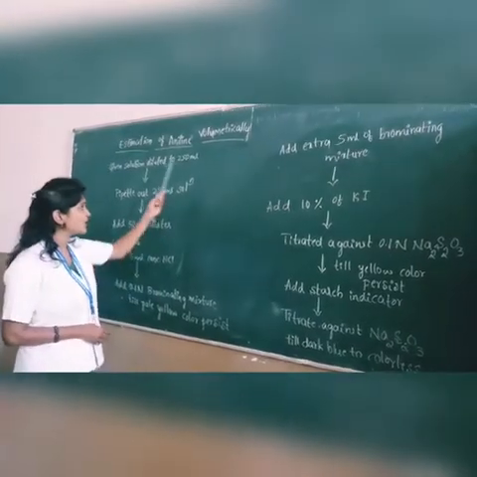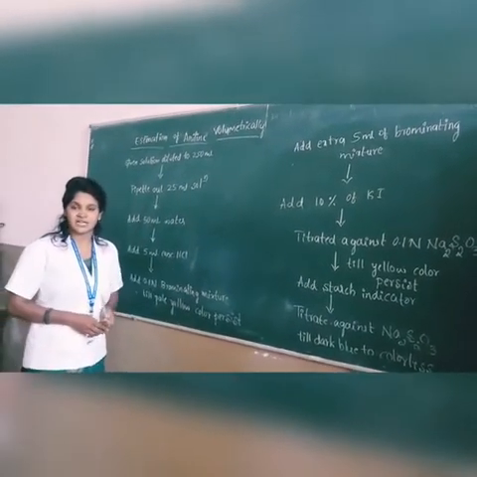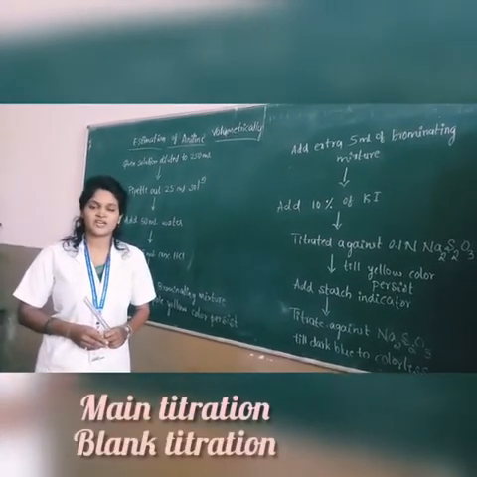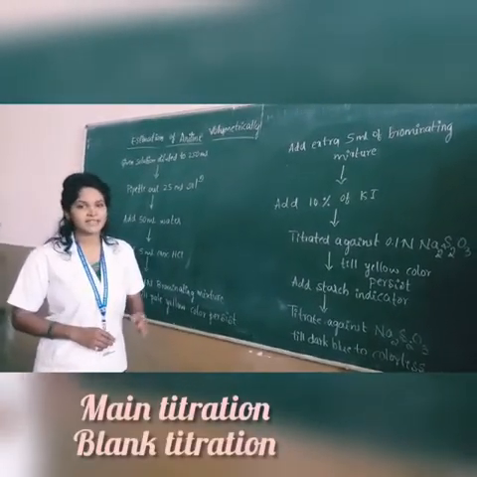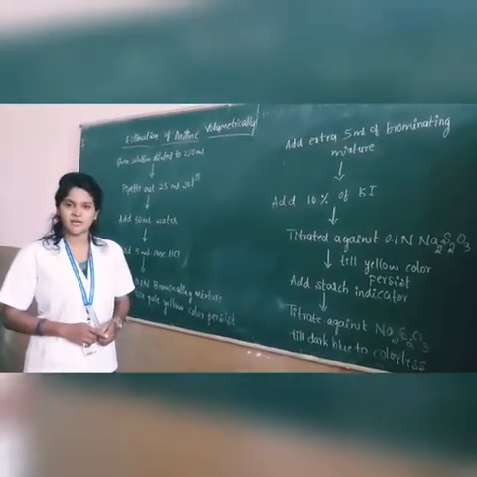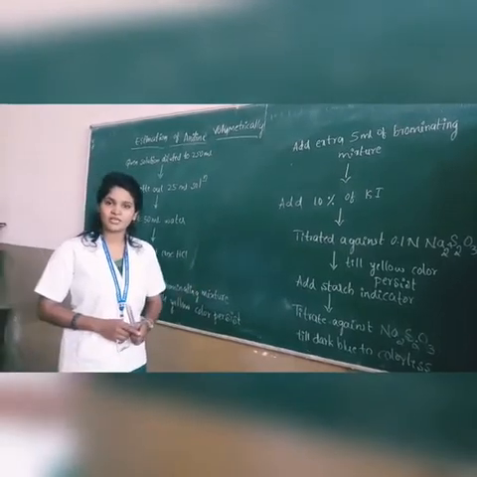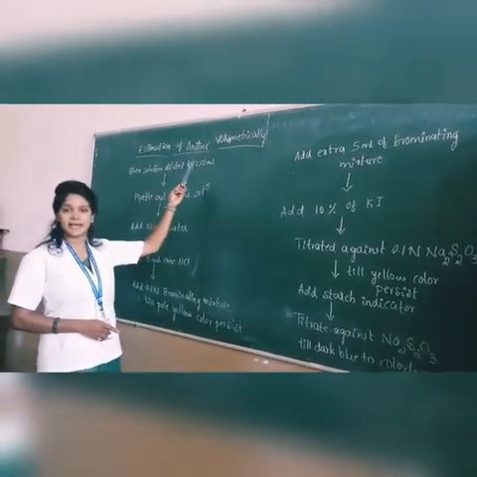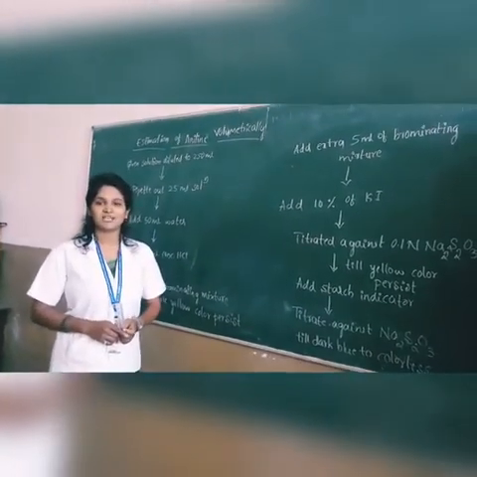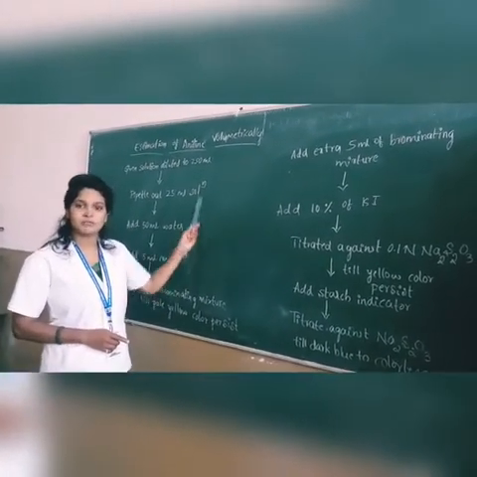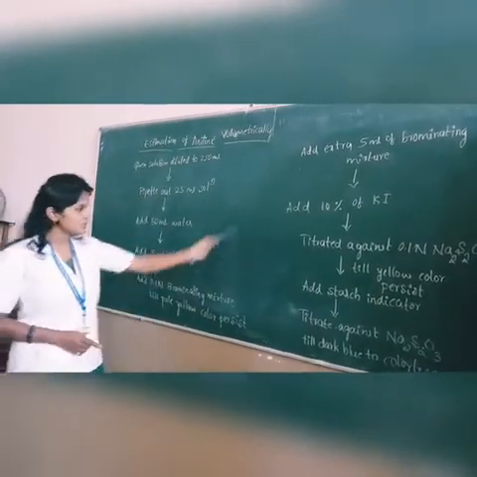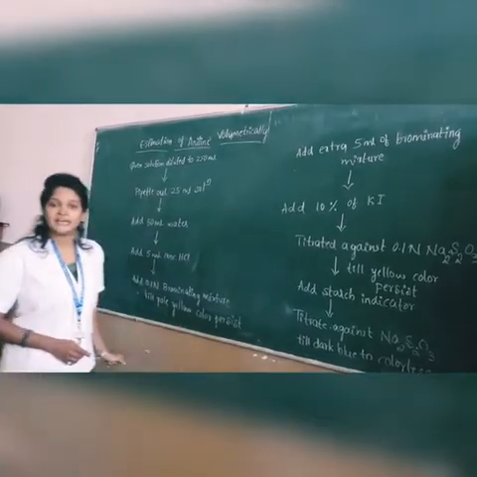In this volumetric analysis method, the experiment contains two important steps. One step is the main titration and the other is the blank titration. The difference between the main titration and the blank titration is that the main titration involves the use of the analyte, that is the aniline solution, but the blank titration doesn't involve the analyte solution, meaning the aniline solution. This flow chart is applicable for the main titration.